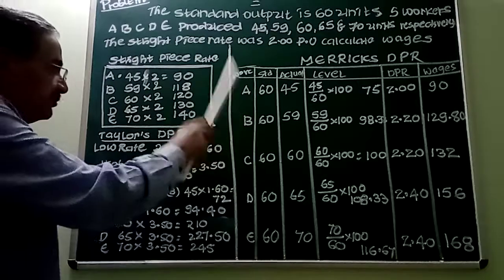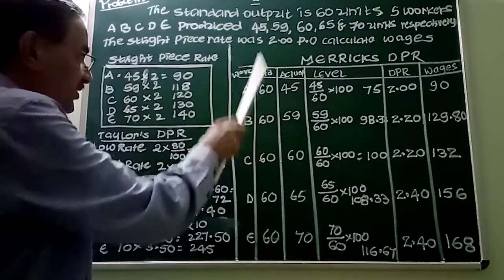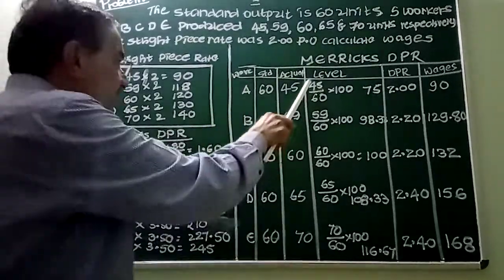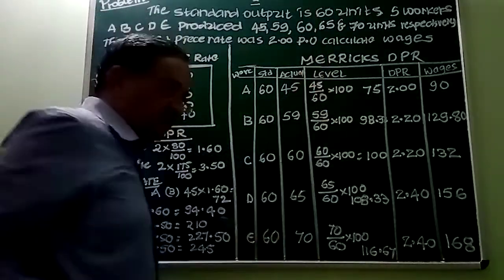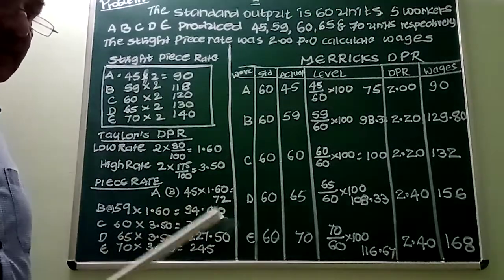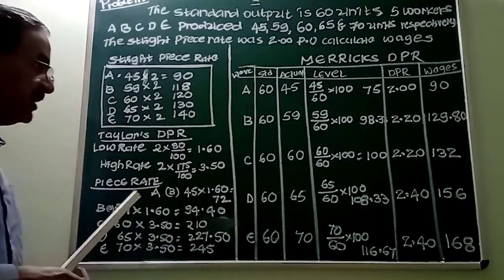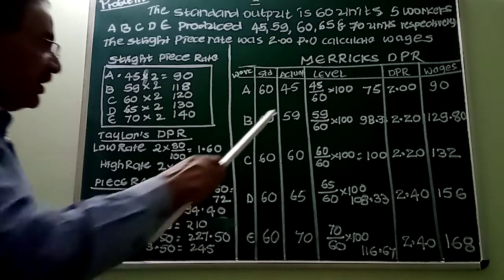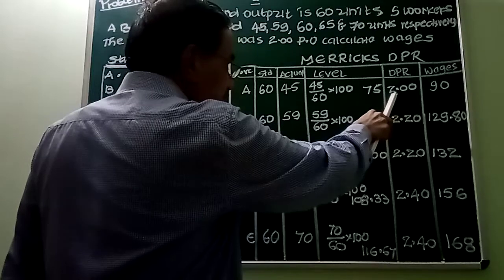Take for example A. A has produced 45 units against his standard of 60 units. So 45 divided by 60 into 100 is equal to 75%. I told you already, and in our earlier class we understood also. Up to 83% of efficiency, 100% of the ordinary piece rate will be paid. So 100% of the ordinary piece rate means 2 rupees.